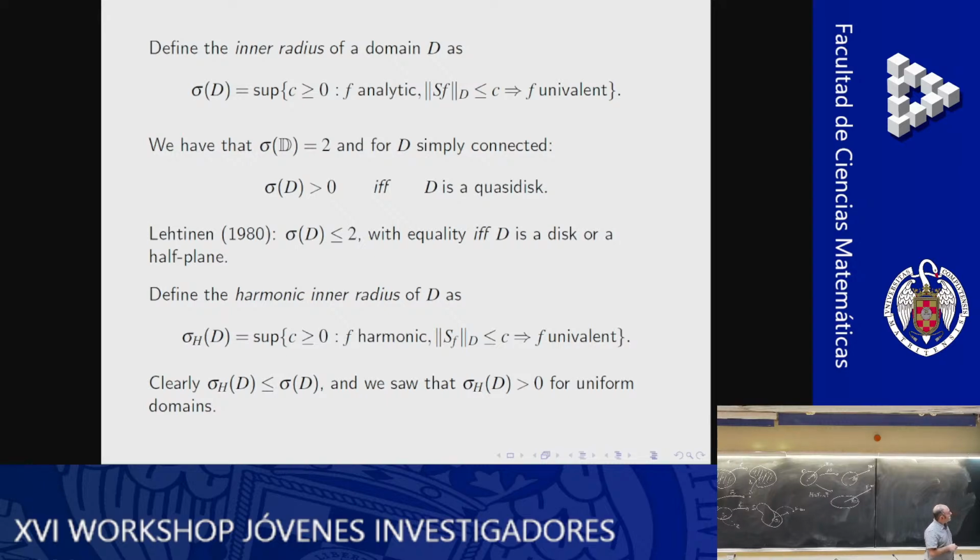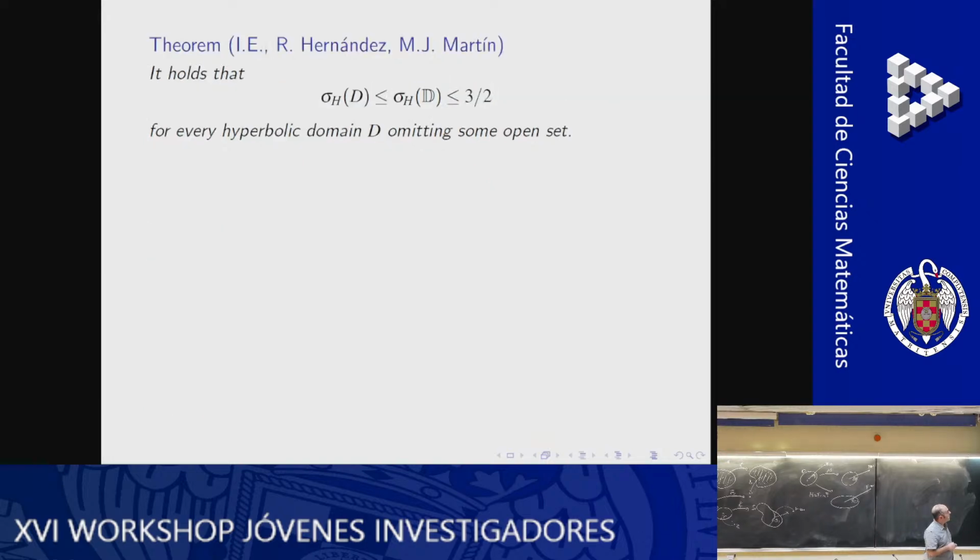Right. Now we will extend Lehtinen's theorem. For the harmonic inner radius, we do not know the value for the unit disk. We do not know what corresponds to this 2 over there. So what we prove is the following. The harmonic inner radius of any domain is less than or equal to the harmonic inner radius of the unit disk, which is less than or equal to 3/2. The domains considered just need to omit some open set. And of course, all quasi-disks do that.